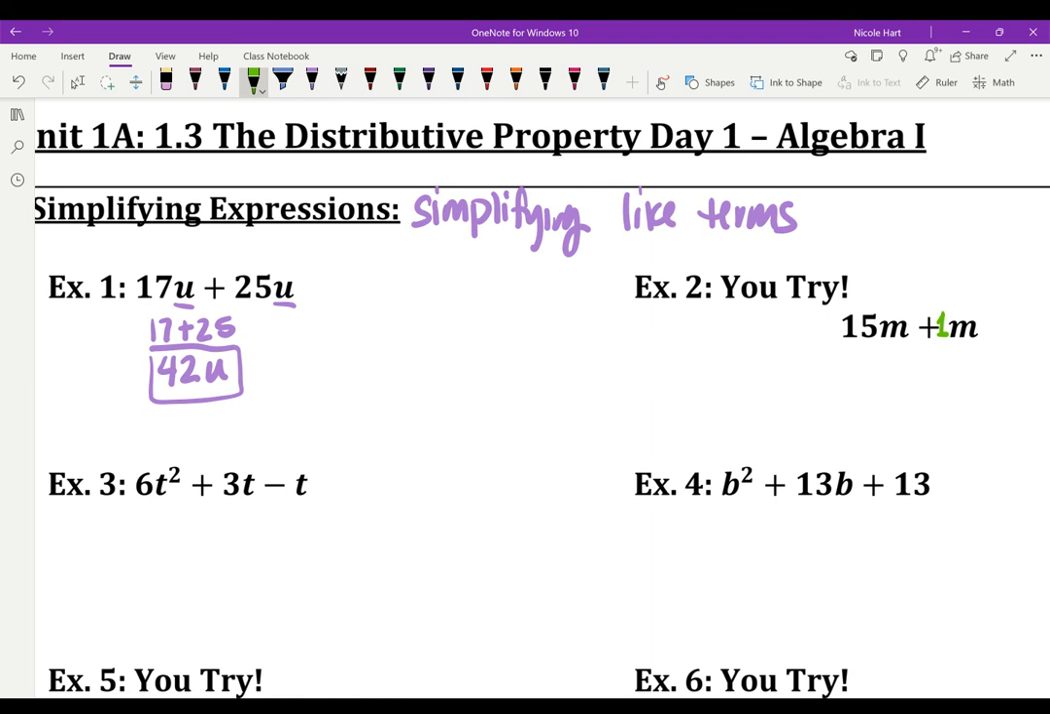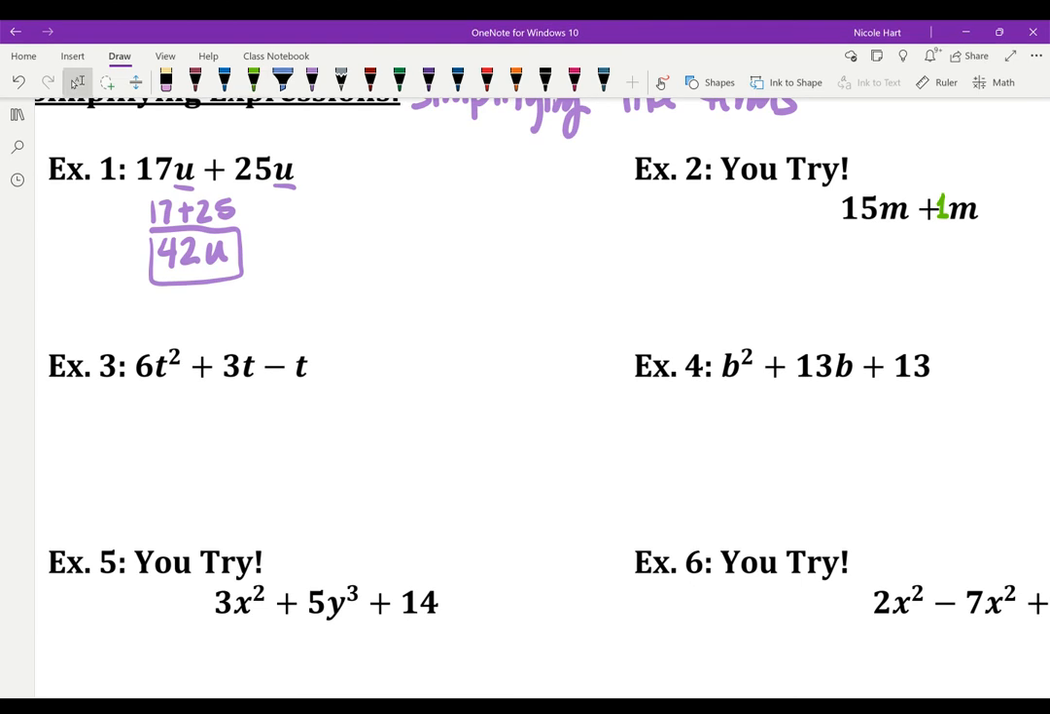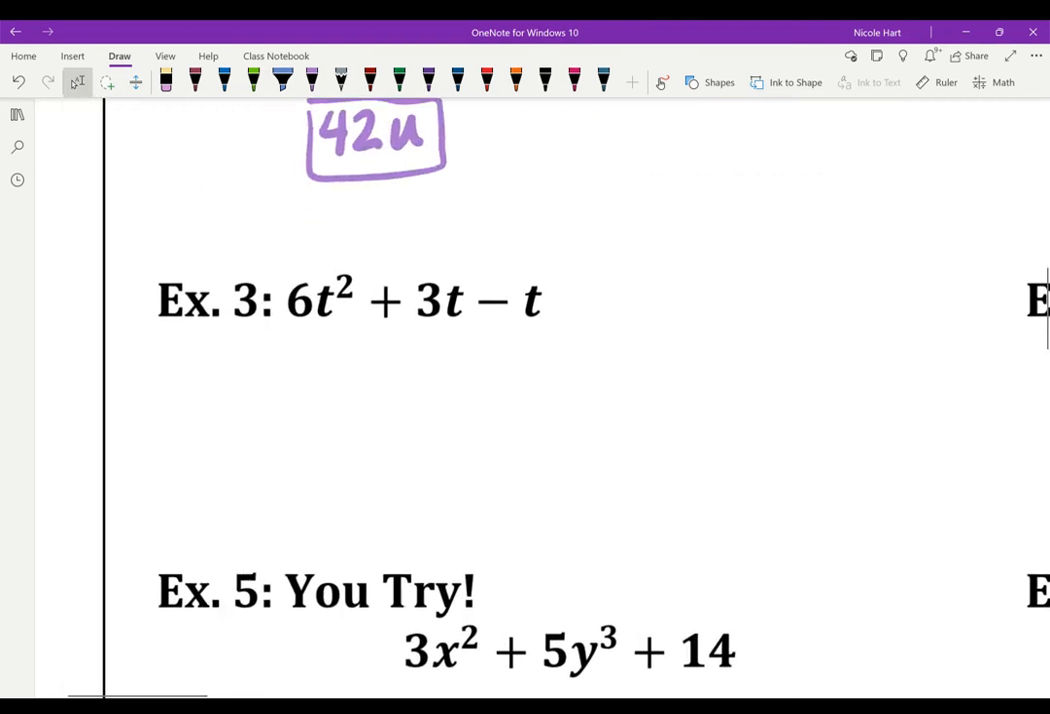Okay. Looking at example 3, I want to look at that. We have several pieces here. We have 6t squared plus 3t minus t. And we want to look at the differences between all of these t's. I have a t squared, and t squared is the same thing as saying t times t or t multiplied by t. And then we have just t.